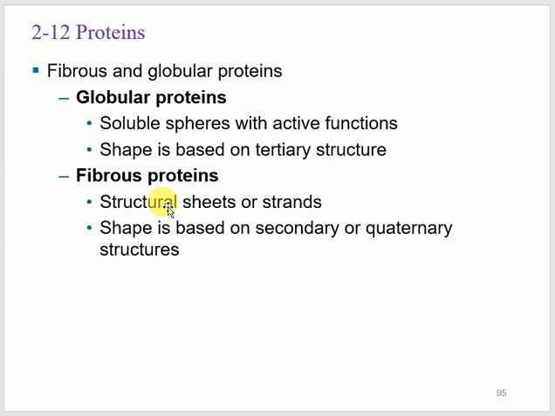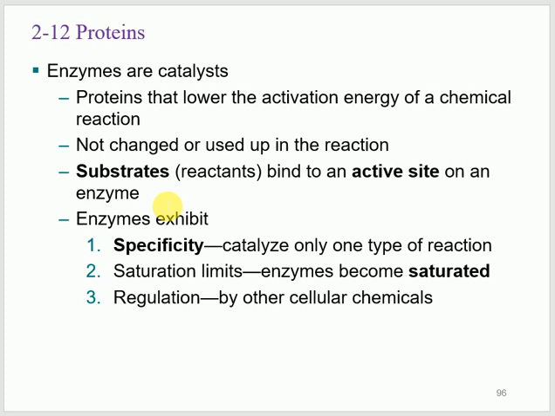Some proteins will be globular proteins and others will be fibrous proteins. So globular proteins have a spherical structure. Look, globular structure. It looks like a spherical shape, versus the fibrous one, which looks like a sheet, like the collagen one. So these are just different shapes.